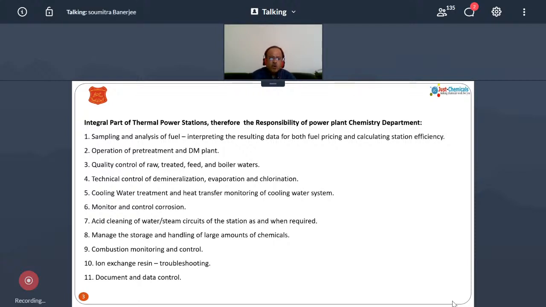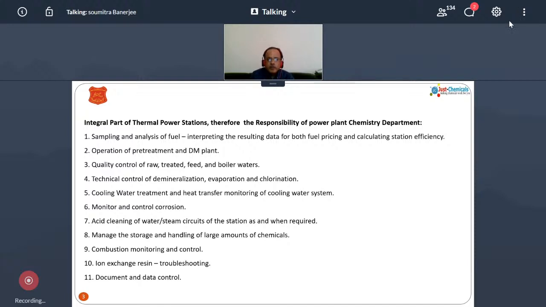We deal with very heavy and large amounts of chemicals, in tons and tons. In big power plants, like the 4,620 megawatts Adani power station where I worked, we had to do a lot of chemical handling. Also in Tata Power and in LPGCL, there were a lot of chemicals to be handled. Then we understand ion exchange resin, and we do troubleshooting of that.